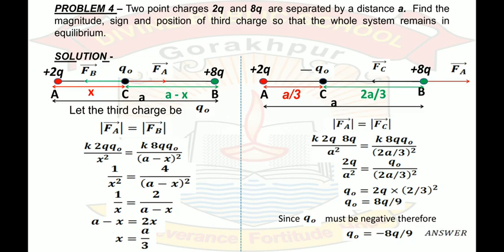In this question we have not discussed the equilibrium of plus 2q. Let this be a home assignment. Just do it for the same configuration, for the same value of q naught, and check whether the force on 2q will be 0 or not. You will find that for the same configuration and the same value of q naught, the force on 2q will be 0.